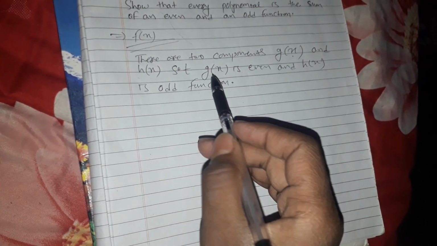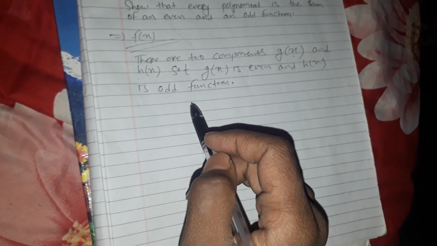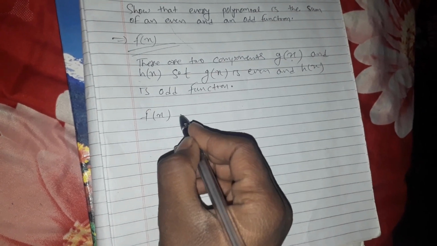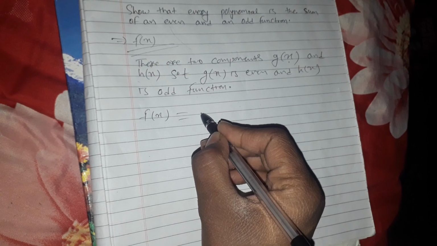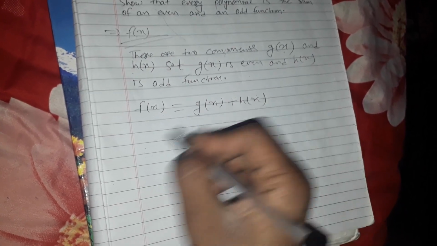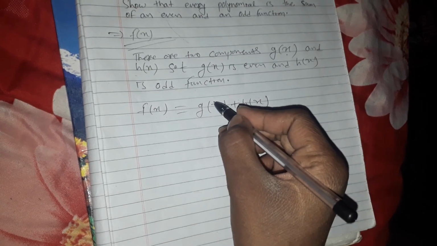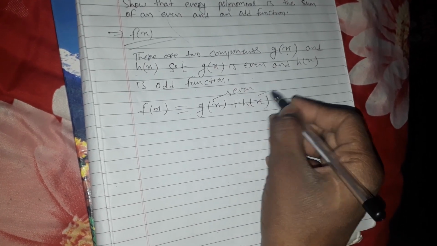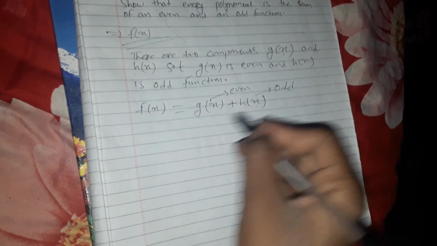So there are two components, g of x and h of x, such that g of x is even and h of x is odd. So we have the function f of x, and f of x is divided into two components, g of x and h of x. If you add them, you're going to get f of x, such that g of x is even, h of x is odd.